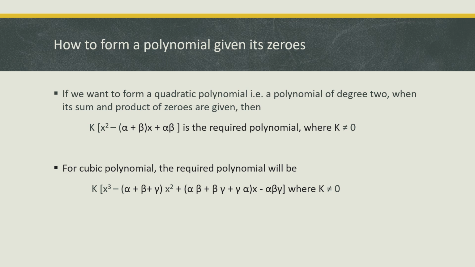If it is a cubic polynomial, the required polynomial will be in the form of k into x cube minus (alpha plus beta plus gamma), that is sum of roots, into x square, plus (alpha beta plus beta gamma plus gamma alpha) into x, means the sum of product of roots, minus the product of roots alpha beta gamma, where k is not equal to 0.